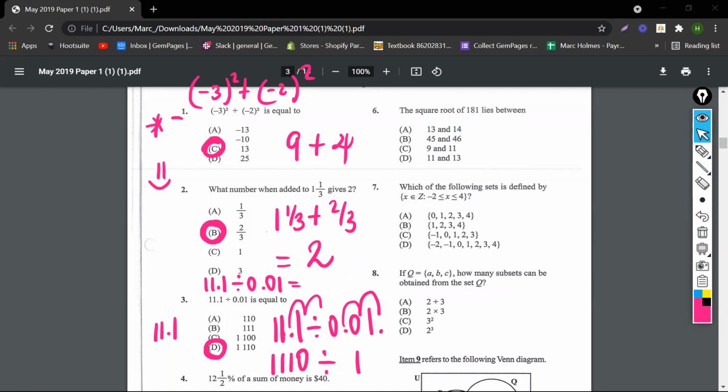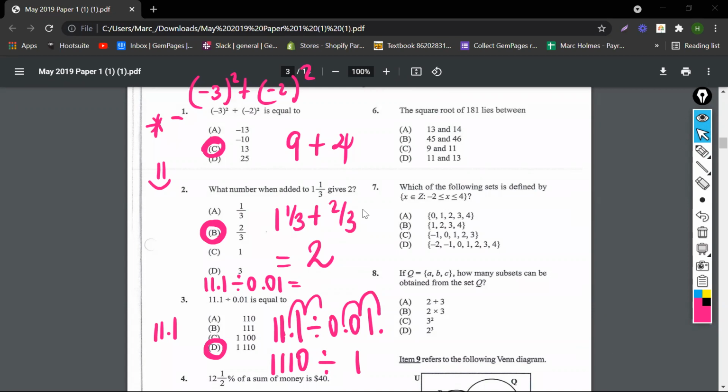Does anybody have any issues with these 3 questions so far? I think the 3 of them are easy. But as I said, if you have any issues, speak now. Let me know.